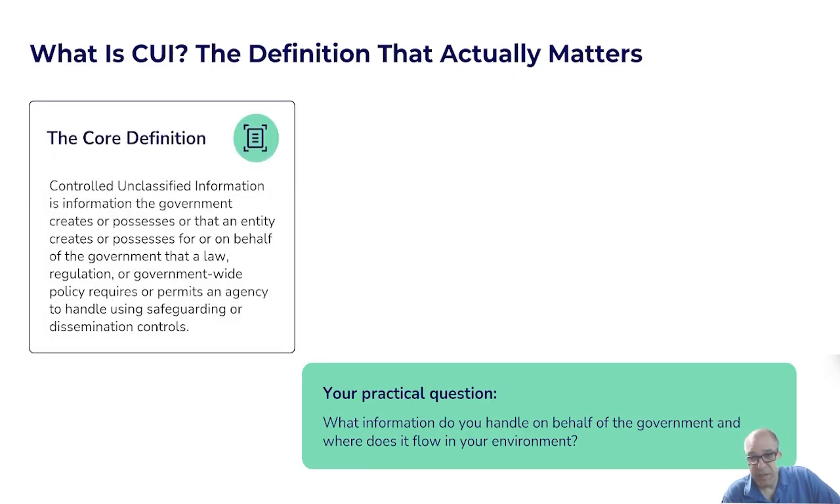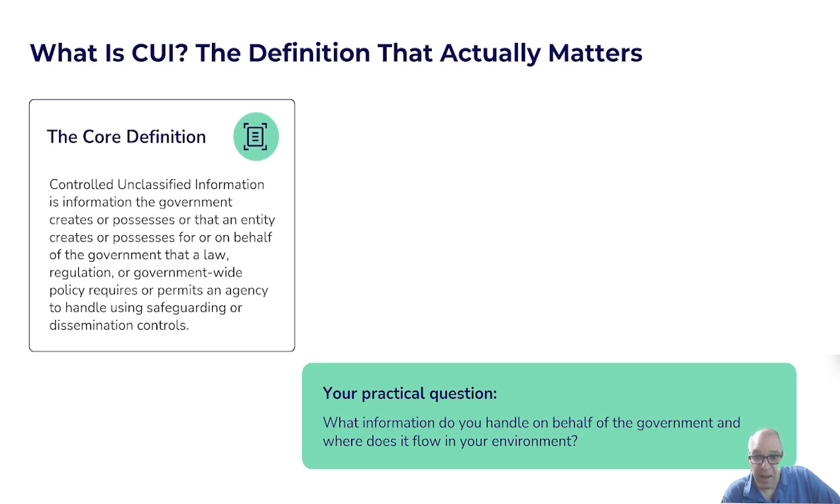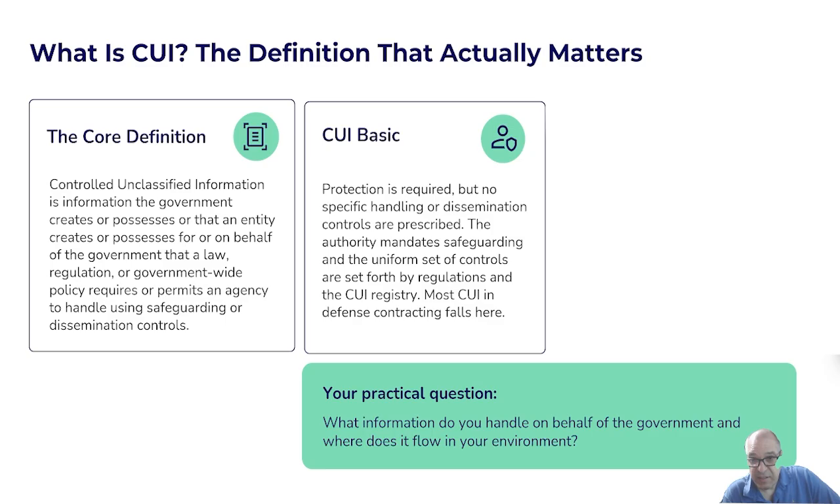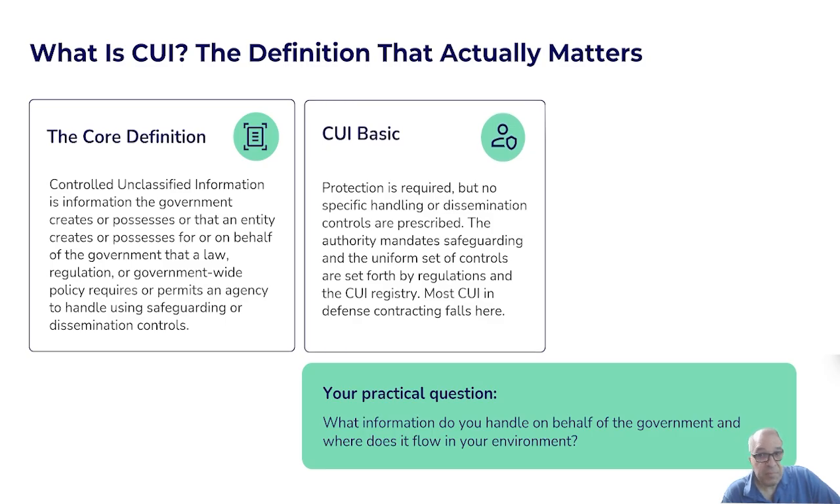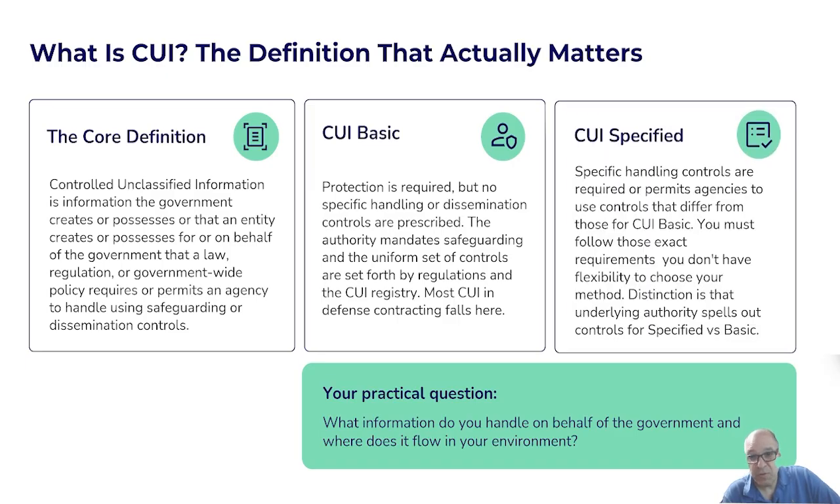Controlled unclassified information is information that government creates or possesses, or that an entity creates or possesses on behalf of the government, that a law, regulation, or government-wide policy requires or permits an agency to handle with safeguarding or dissemination controls. There are 2 categories: CUI basic, where the authority requires protection but doesn't specify exactly how to protect it, and CUI specified, where specific controls are called out and you must put these controls in place.